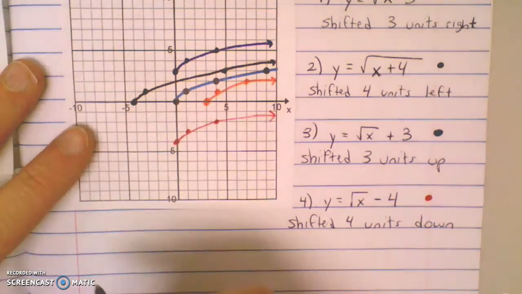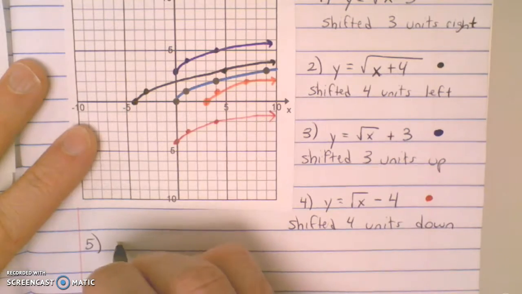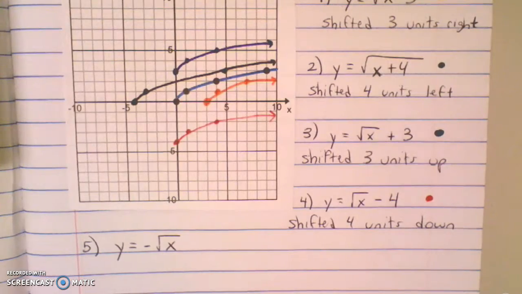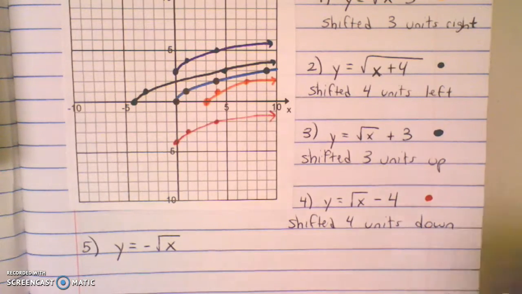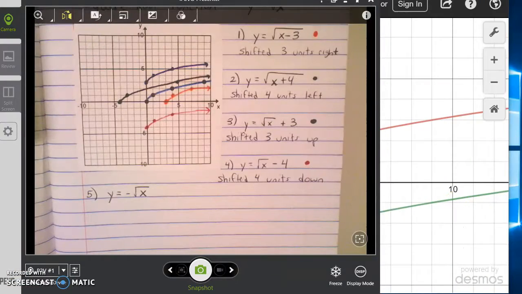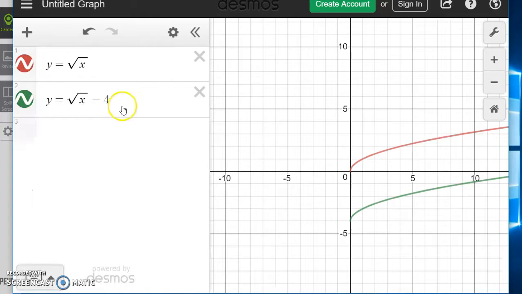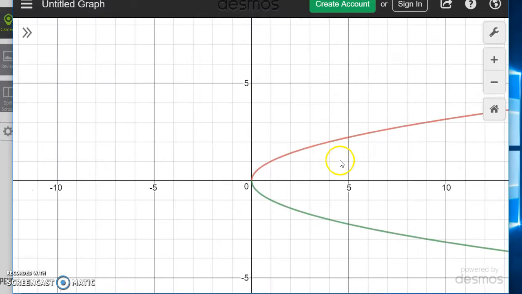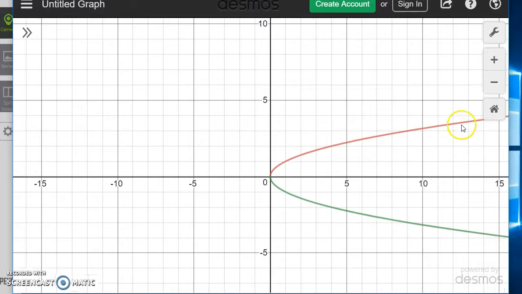One other type of reflection or transformation we haven't talked about is when you have negative numbers. So if I put a negative number in front of the square root symbol, let's see what happens. So we'll delete this information, and I'm just going to put a negative sign in front. Remember, red is the original. It looks like it just flipped it over the x-axis. So with the negative sign in front, it flips over the x-axis.